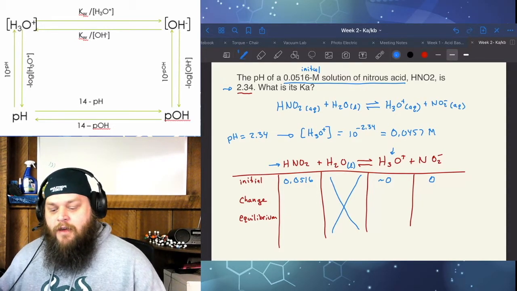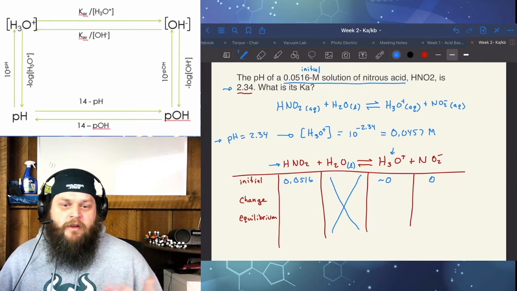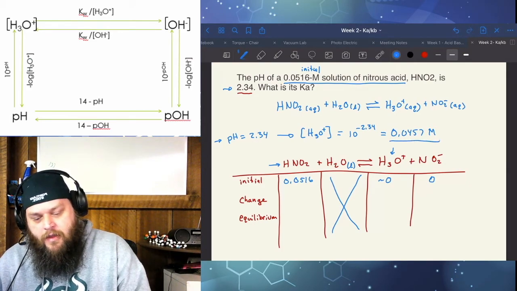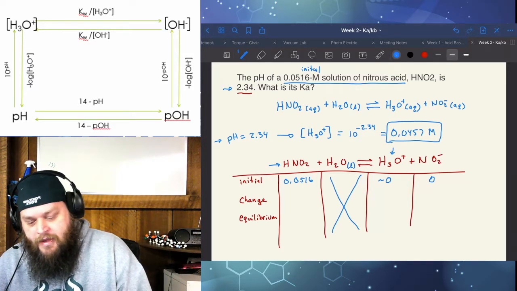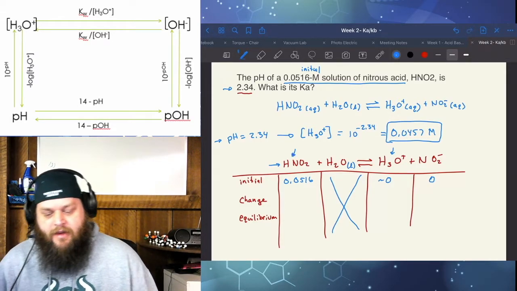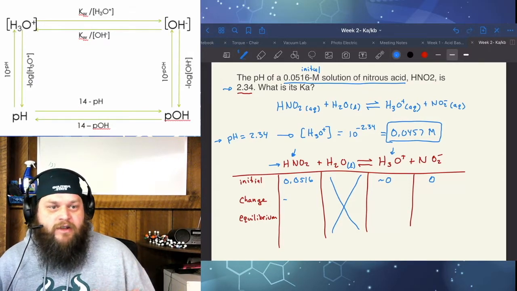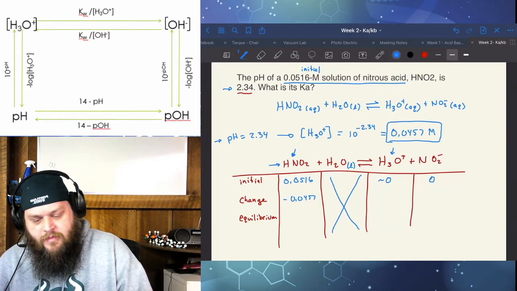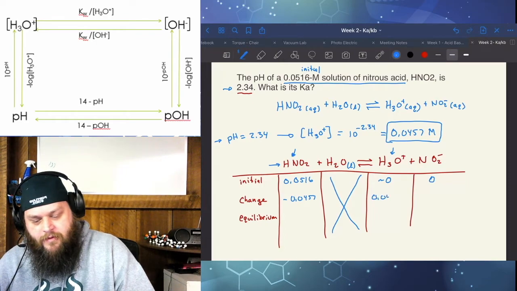Minus X, that's good. If we didn't know the pH, that would definitely be true, because we wouldn't know how much of it's changing. In this case, since we know the pH, all of this extra hydrogen that showed up in our solution at equilibrium came from this guy, our acid. So we know that our change needs to be equal to that change in the concentration of hydrogen. So I can say my change is 0.0457. And my change in hydronium would then go up by that same amount, 0.0457.